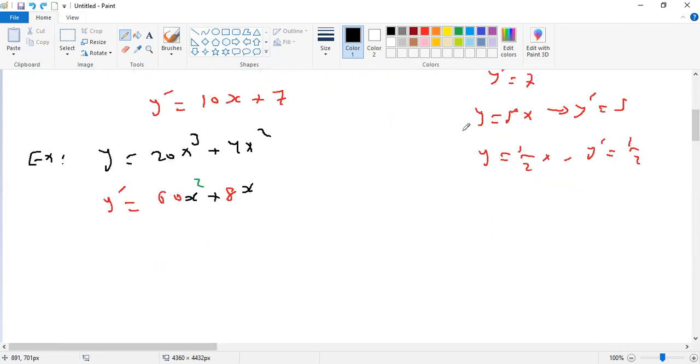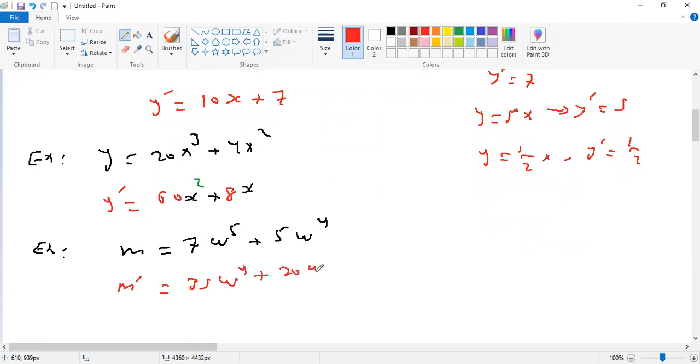Another example. Say m is equal to 7w to the power 5 plus 5w to the power 4. Now what is the derivative? What is m prime? m prime is 5 times 7, which is 35, and w to the power 5 minus 1, which is 4, plus 4 times 5, which is 20, and w to the power 4 minus 1, which is 3.